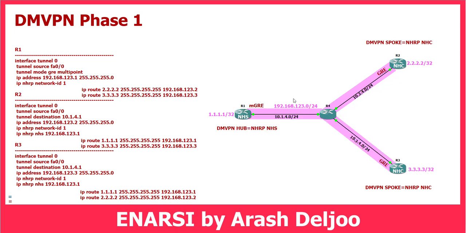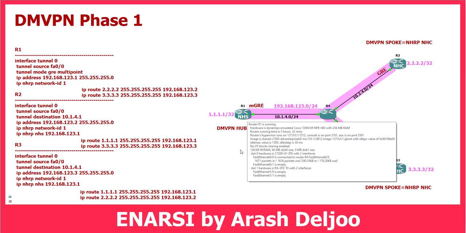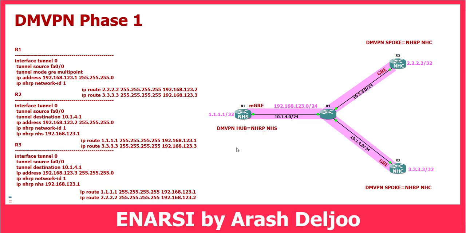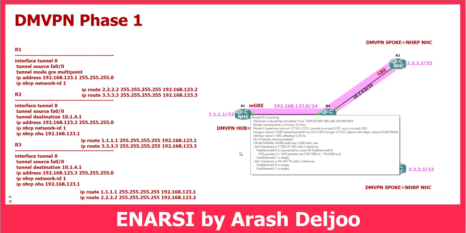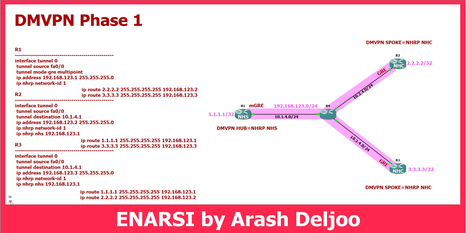Because of that, they should know the IP address of the NHS. Here, you know that the IP address of the NHS is 192.168.123.1. Don't forget, you need to think only about the overlay, not the underlay. Actually, your network is this pink network, as you can see. Because of that, the address of this tunnel interface is 192.168.123.1.